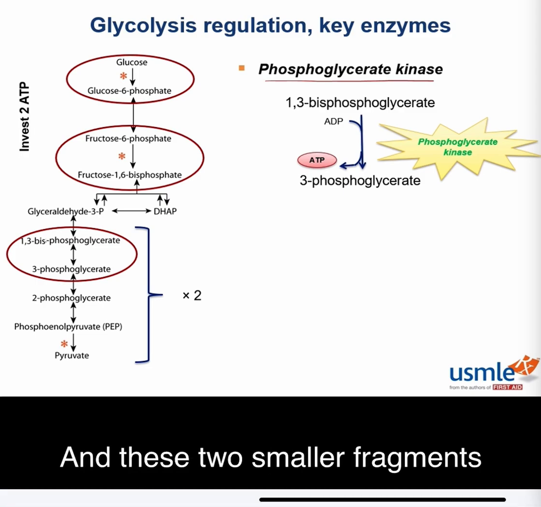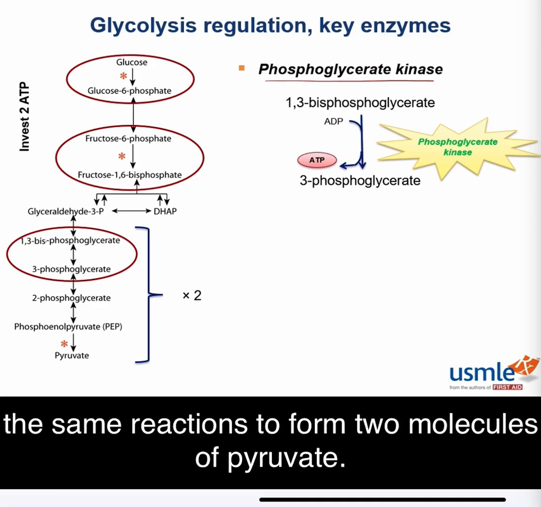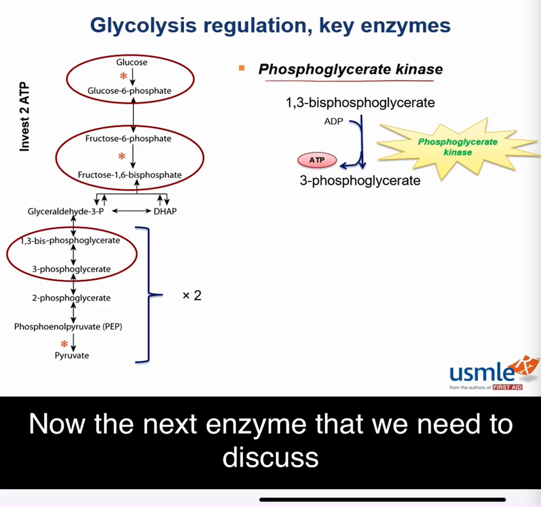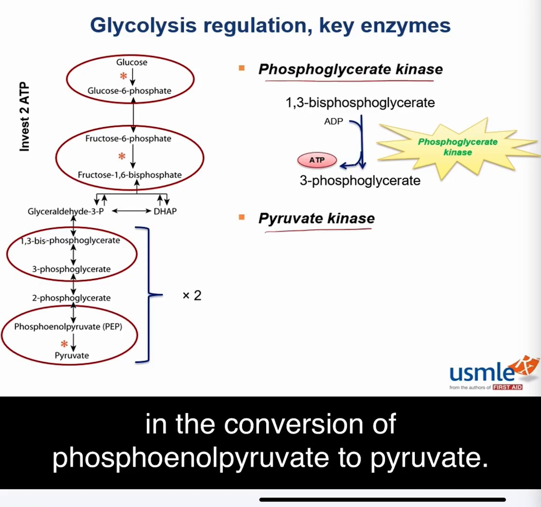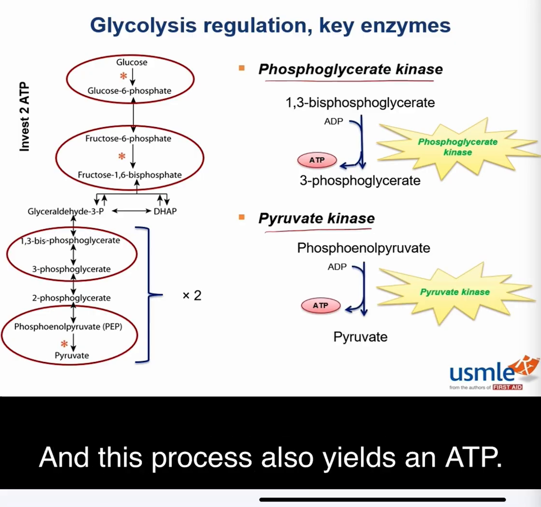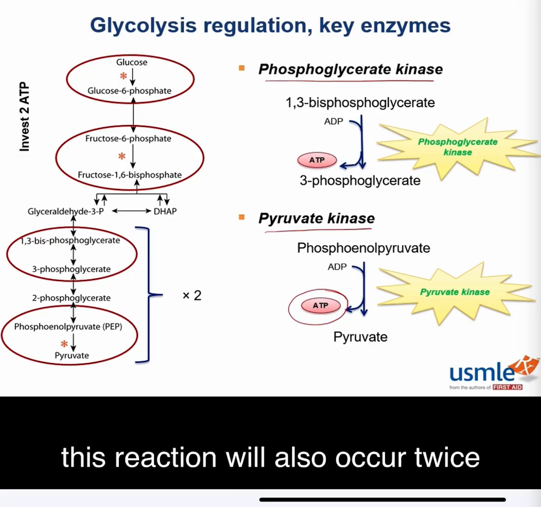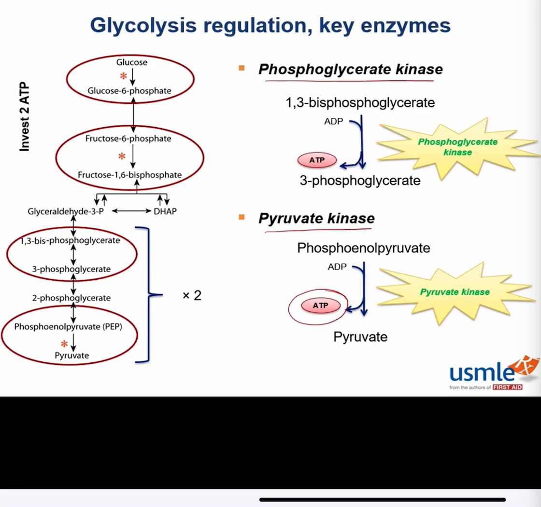And these 2 smaller fragments are called glyceraldehyde 3-phosphate, and they both undergo the same reactions to form 2 molecules of pyruvate. Now, the next enzyme that we need to discuss is pyruvate kinase. And pyruvate kinase is involved in the conversion of phosphoenolpyruvate to pyruvate, and this process also yields an ATP. And once again, as we just stated, this reaction will also occur twice for each glucose molecule fed through glycolysis.